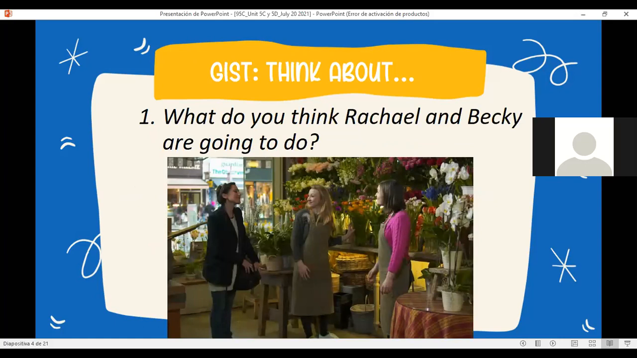What do you think, Joanna? What do you think Becky and Rachel are doing in this picture? Teacher Erika, Joana or Joanna? Sorry, Joanna Delgado. The question, the flowers. Okay, they are asking about the flowers. Could be an option. Thank you, Joanna.